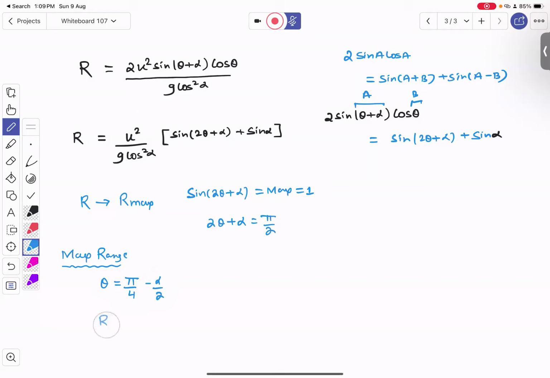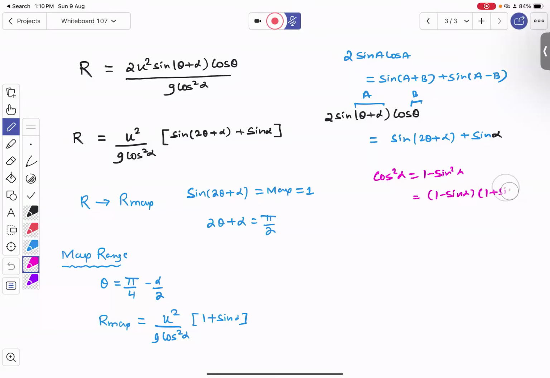And what will be that maximum range? So we replace sine with 1. That's all, no? So maximum range is u square by g cos square alpha into 1 plus sine alpha. And we can write cos square alpha as 1 minus sine square alpha, and that can be written as 1 minus sine alpha into 1 plus sine alpha. It's like using a square minus b square.